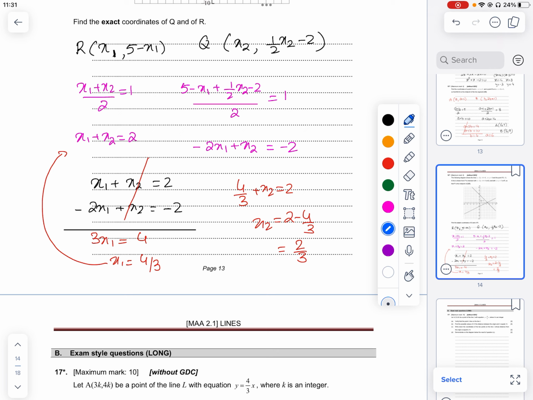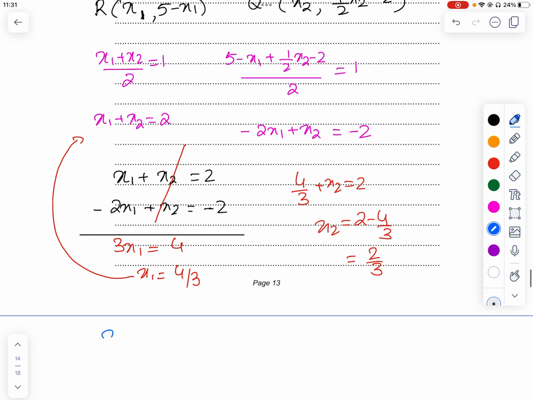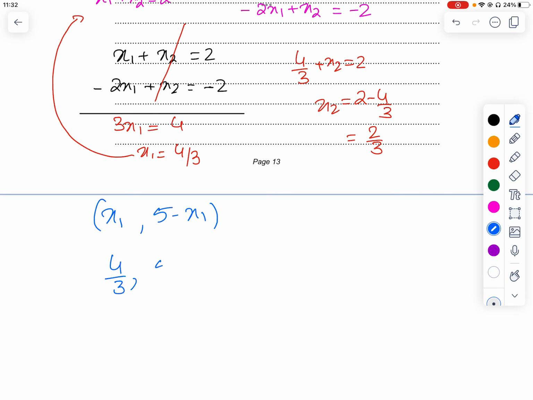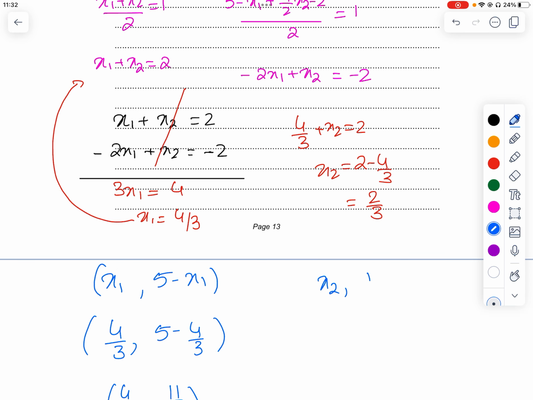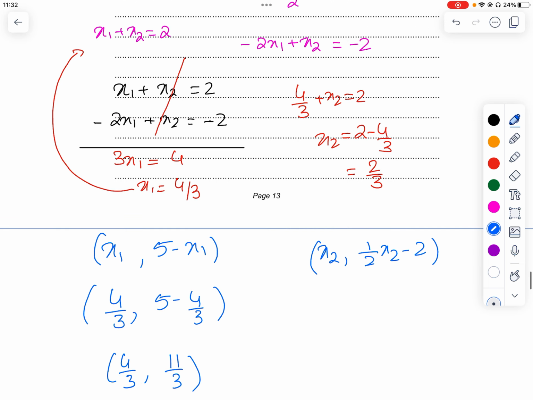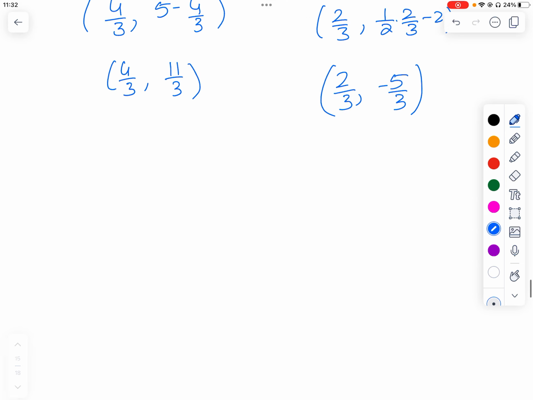So once I got x1 and x2, I will be able to get the values of y1 and y2. So the point is x1 comma 5 minus x1. So it will be 4 upon 3 comma 5 minus 4 upon 3, which is 4 upon 3 comma 11 upon 3. Then another one is x2 comma 1 upon 2 x2 minus 2. x2 is 2 upon 3 comma 1 upon 2 times 2 upon 3 minus 2, which is negative 5 upon 3. 2 upon 3 comma negative 5 upon 3.